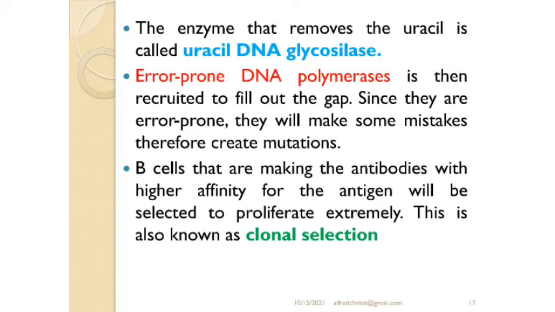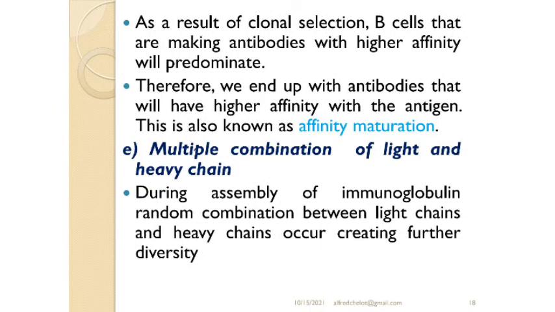So the B cells that are making the antibodies with higher affinity for the antigen will be selected to proliferate extensively. And this is what we have said is known as clonal what? Clonal selection. So as a result of clonal selection, B cells that are making antibodies with higher affinity will predominate. Therefore, we end up with antibodies that have higher affinity with the antigen. And this concept is also referred to as what? Affinity maturation. So you need to take note of that.